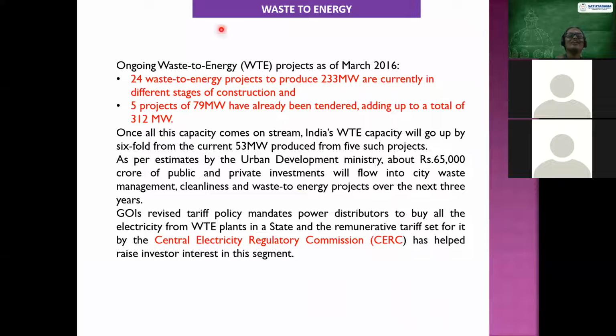On ongoing waste to energy projects, you can see 24 waste to energy projects, 233 megawatt are currently in different stages of construction. 79 megawatt will be tendered, adding up to a total of 312 megawatt. This waste to energy, WTE, falls under the Central Electricity Regulatory Commission, which is responsible for these projects, and around 65,000 crore has been invested by the urban development ministry to convert waste to energy projects.